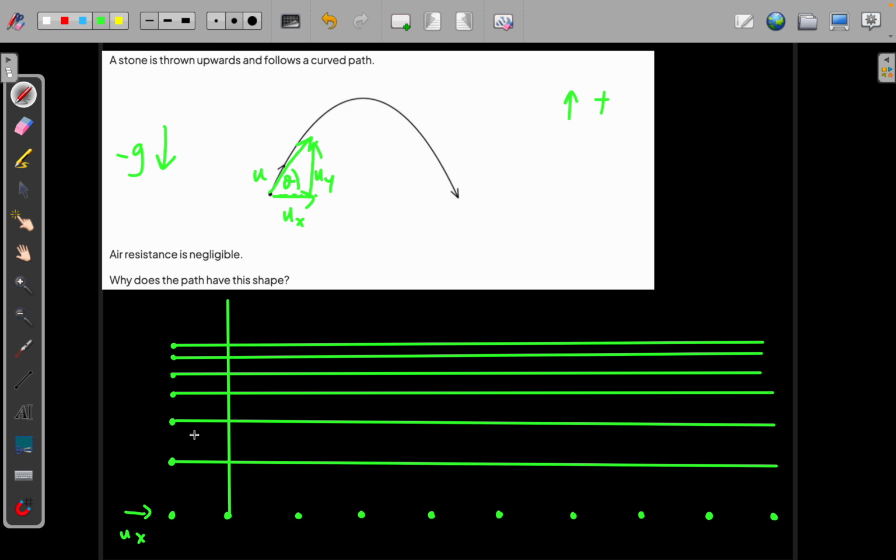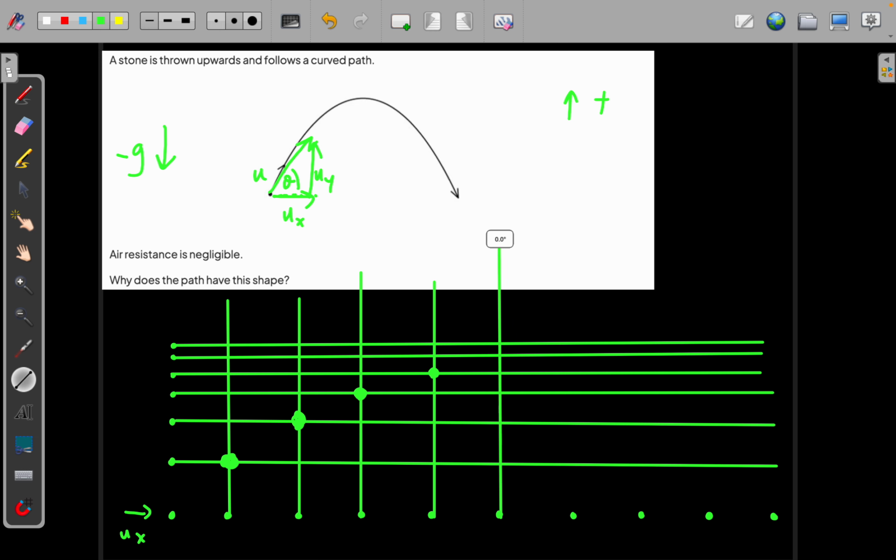So let's say one snapshot in time would look like this. So the ball is here, wherever the object is. And then in the next snapshot of time, the ball is going to be here. And then in the next snapshot, it would be here. And you just kind of continue this. So you can see that the x motion is constant. These spaces in the x aren't changing, but the y is changing. It's getting closer and closer together.